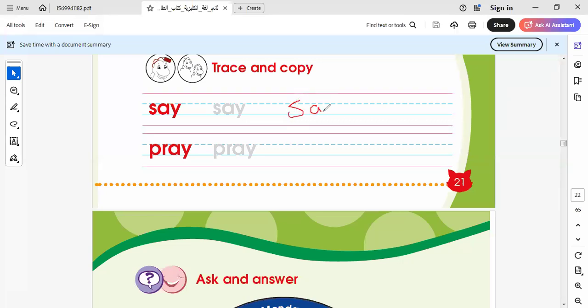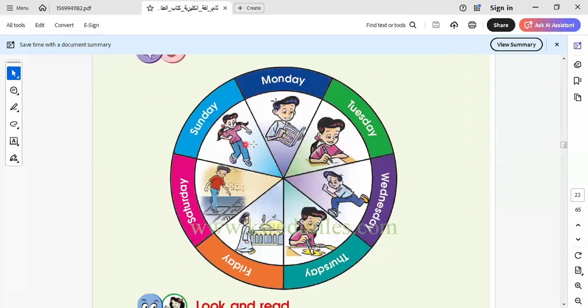Here is say. Here is say, pray, say and pray. We have here the same phonics. Say and pray. Here is say and pray. Okay, written like this. You must know these words. Here is you say, here is the answer.